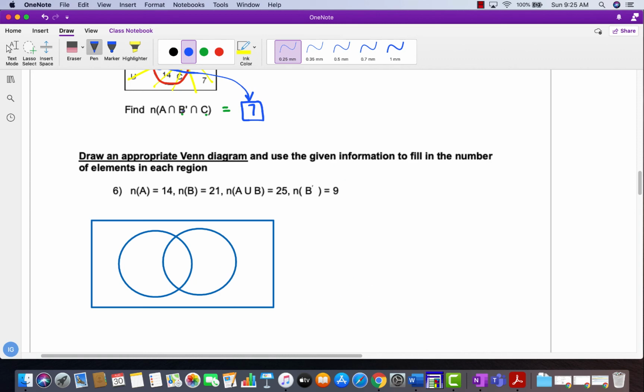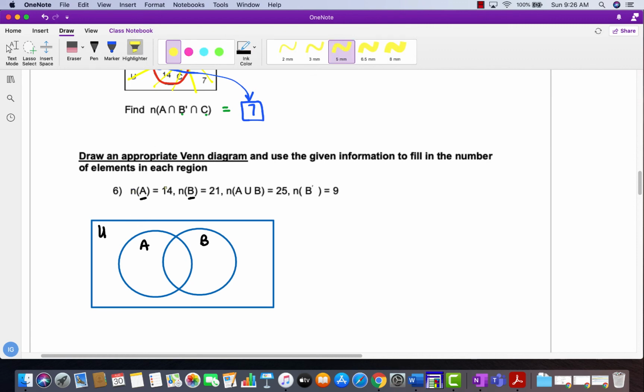All right, so let's label first. So we know this whole thing is the universal set. The whole thing is the universal. And then it looks like we have set A and B, and I don't see any other ones. So this is set A and B. All right. So this is what we have.